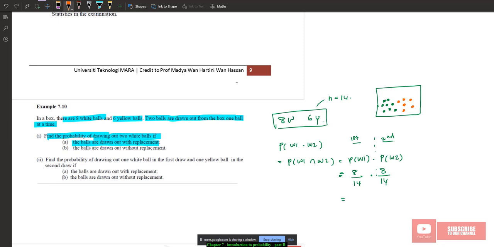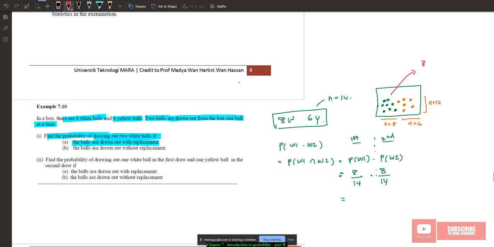Right? So this is a box. So let's say the total number of balls here is n equal to 14. And this is n equal to 8, and this is n equal to 6. So if you take the first white ball out, daripada berapa? Ada 8 kan? So we have 8 possible outcomes for a white ball.